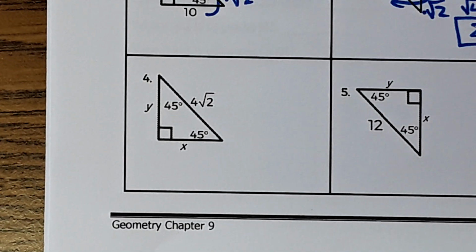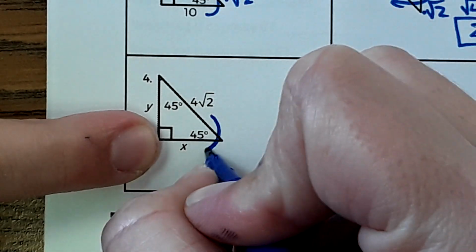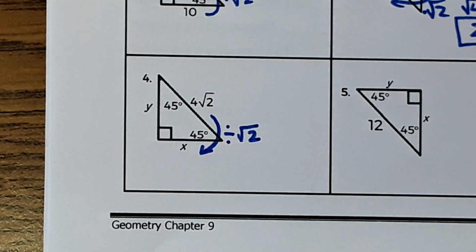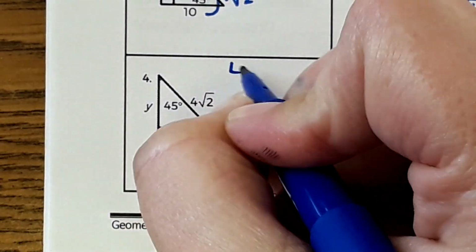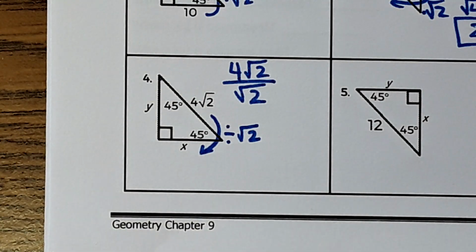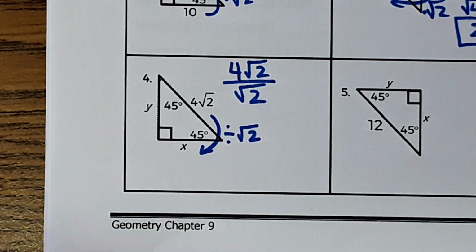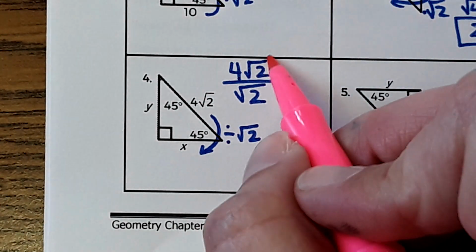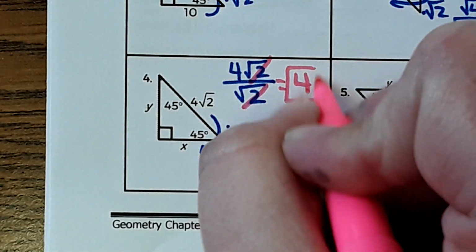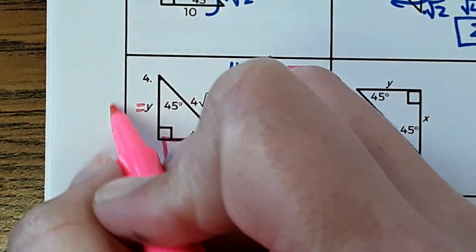Okay, moving over to number 4. Here is where we're working backwards from the hypotenuse to the leg length. So to work backwards, we actually have to divide by square root of 2. The way this would look is 4 square root of 2 divided by square root of 2. My first period was trying to plug this in a calculator, and it really doesn't work very well. But if you notice, square root of 2 divided by square root of 2 just cancels out, and the answer is just 4. So 4 represents this side length, and it would be the same length here.